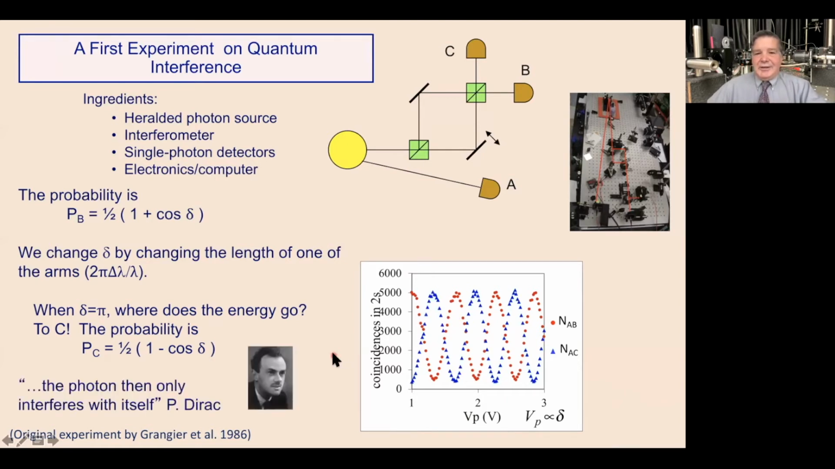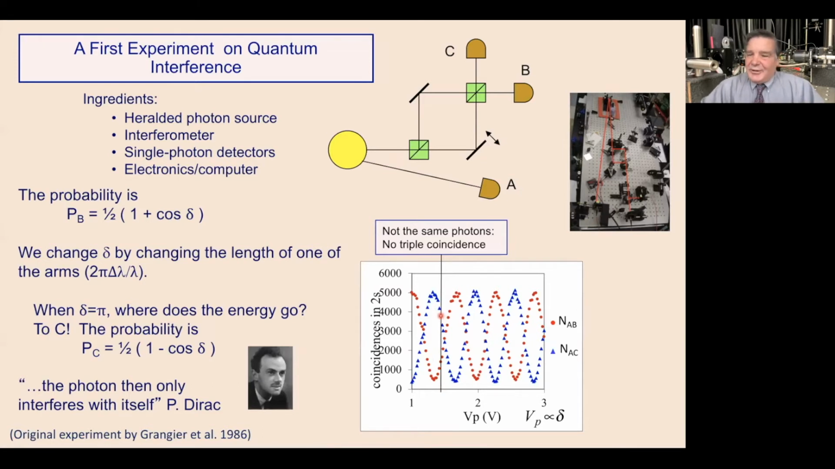And now here is a quote from Paul Dirac, which some people might think of as a cliche, but I think it's very profound. He said that the photon only interferes with itself. So each of the photons that go through the apparatus here interferes with itself. Suppose we pick this voltage. Here we have the number of photons recorded at this voltage that arrived at B, and these that arrived at C.